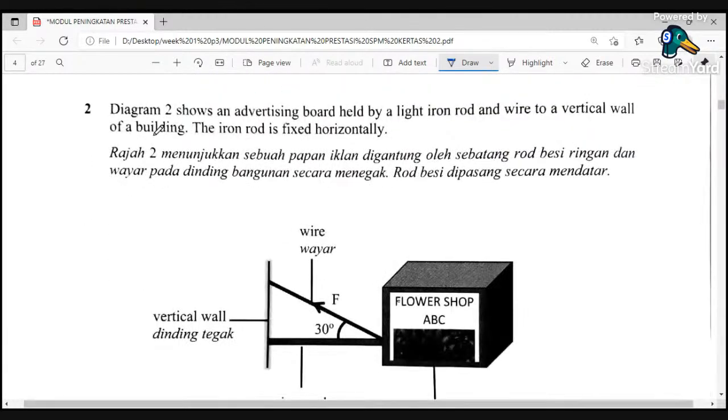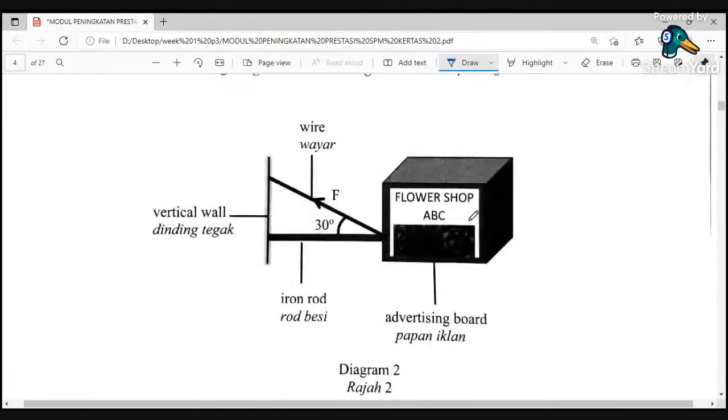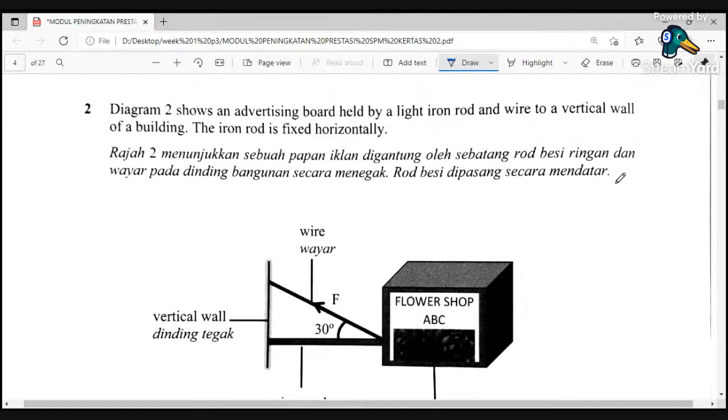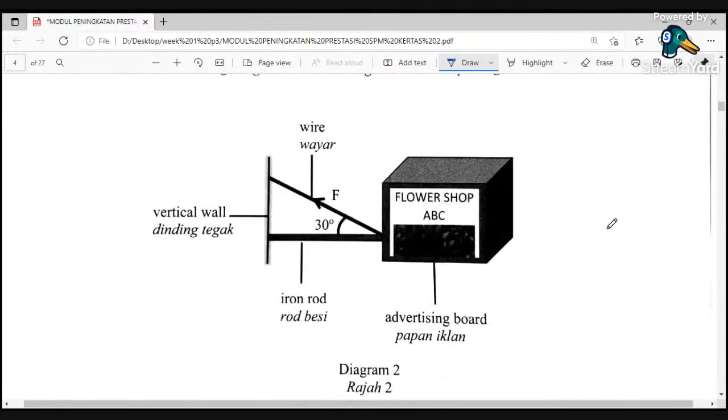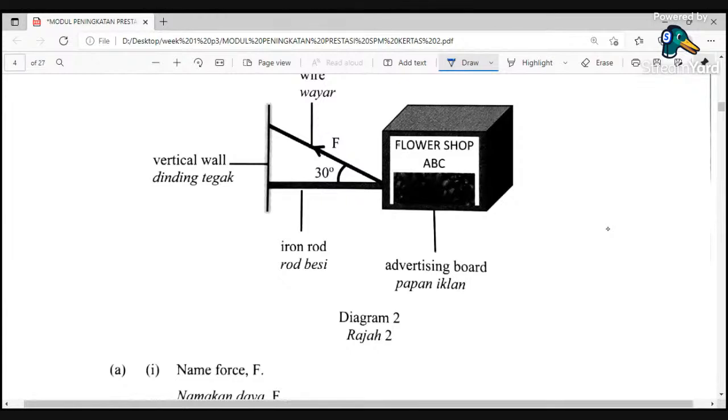Okay, number 2, diagram 2 shows an advertising board held by a light iron rod and wire to a vertical wall of a building. The iron rod is fixed horizontally. Okay, ini ada papan iklan. Okay, ada besi, rod besi dan wire dipasang secara horizontal mendatar. Okay, given diagram macam ni, you nampak angle dia. This is the angle, and then tension of the cable wire.